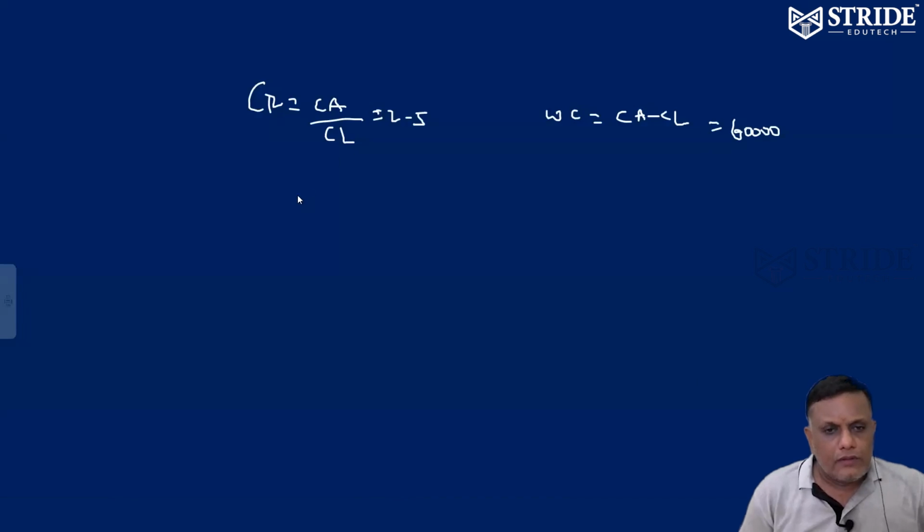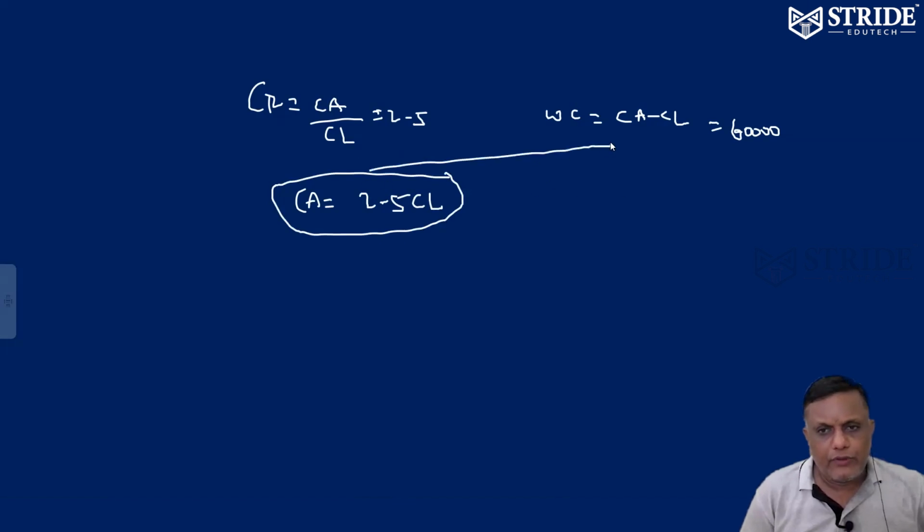So current asset is equivalent to 2.5 into current liability. Please substitute here. So 2.5 into current liability minus current liability is equivalent to 60,000. 2.5 CL minus 1 CL is 1.5 CL. That is equivalent to 60,000.